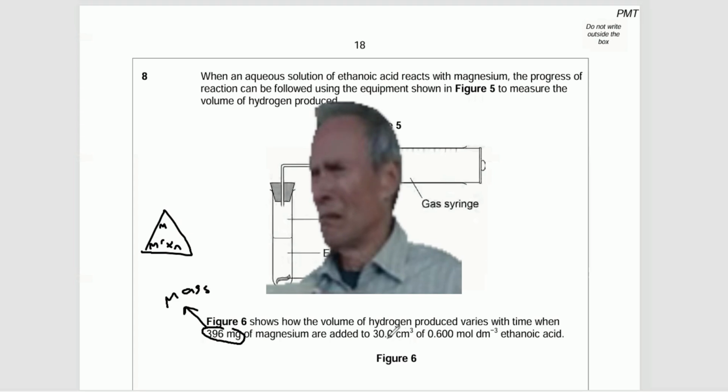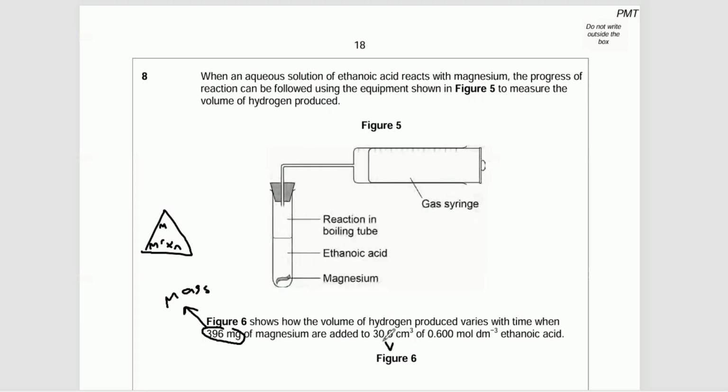And then you've got volume there, in cm³, and you've also got concentration. That generally means you're going to at some point need to do n over c times v. There we go. So this is an amount of substance question. As you can see, we've already identified the key points. Let's check out Figure 6 and see what the actual command of the question is.